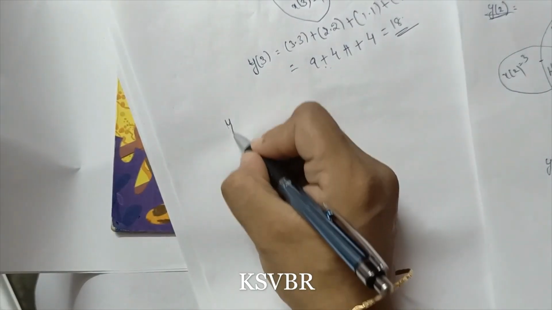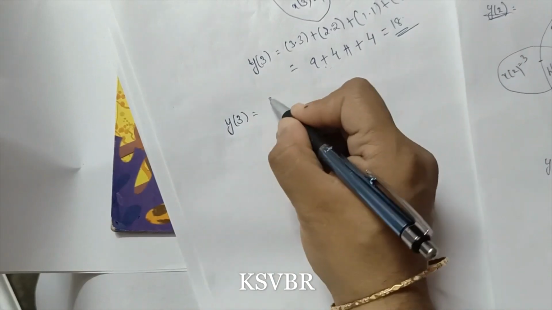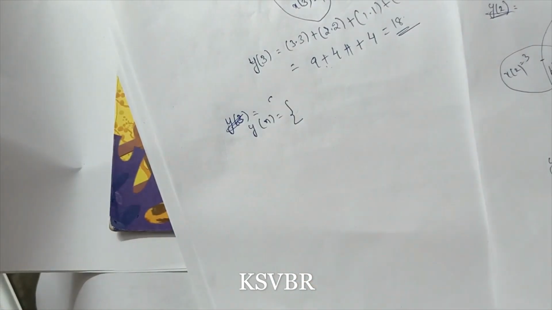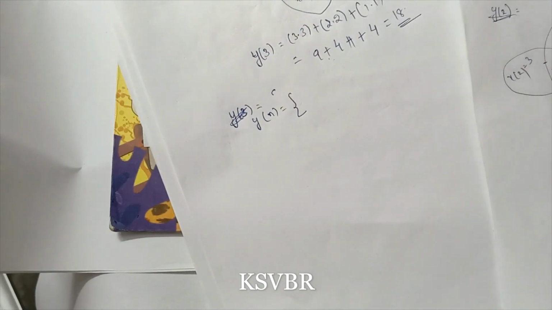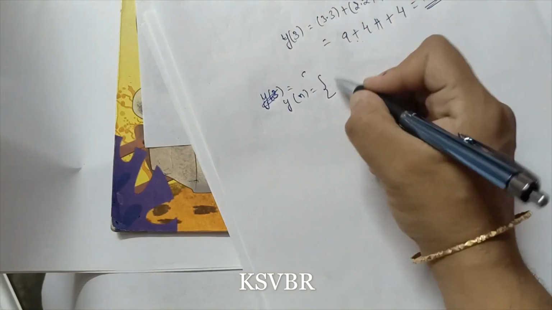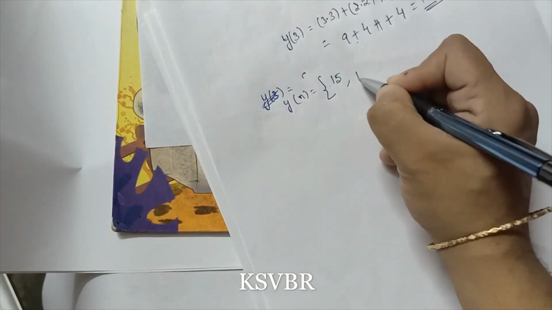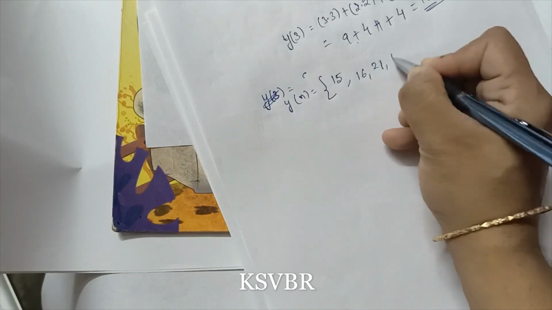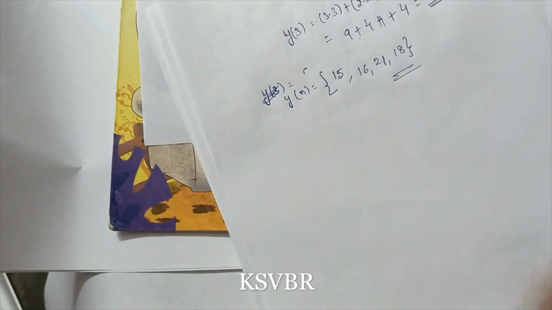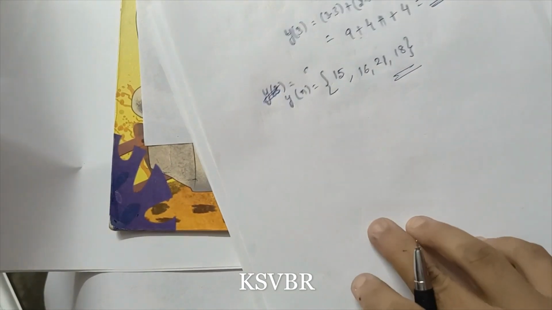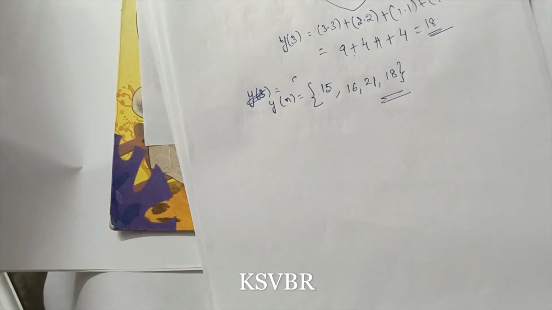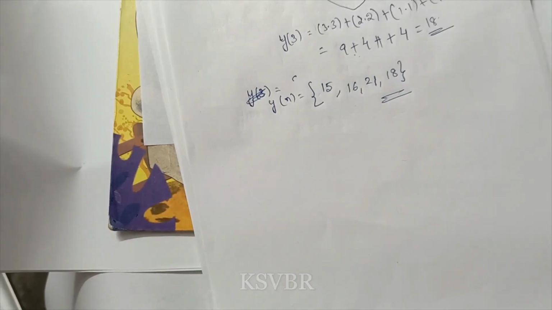So, we have y of n is equal to y of 0, 15, 16, 21 and then 18. Okay. So, this is circular convolution of x of n and h of n. We have to verify it with the help of DFT method. Okay, let us see the method of DFT.